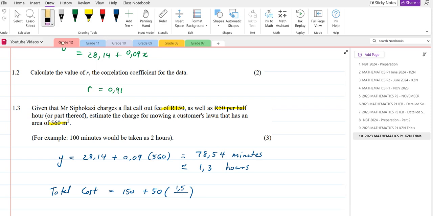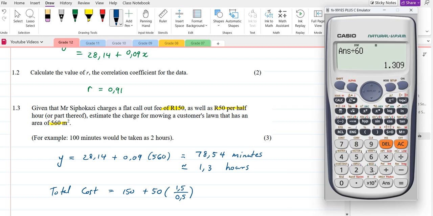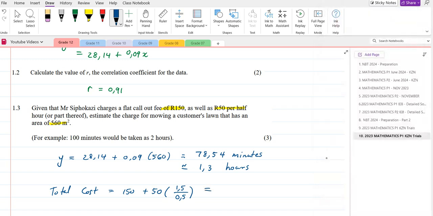It shouldn't be divided by 3, it should be divided by 0,5. Right, 1,5 divided by 0,5, and that's how you get 3. Right, so 3 times 50 is 150, plus 150, the total cost is 300 rands. So that's the amount that you need to pay.